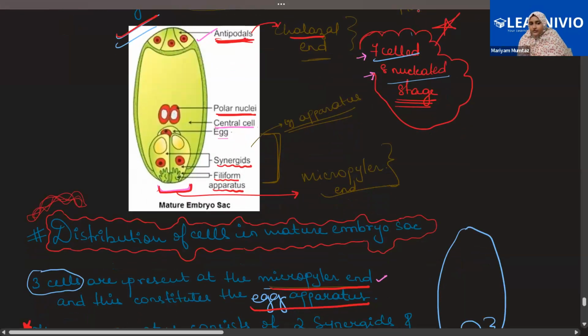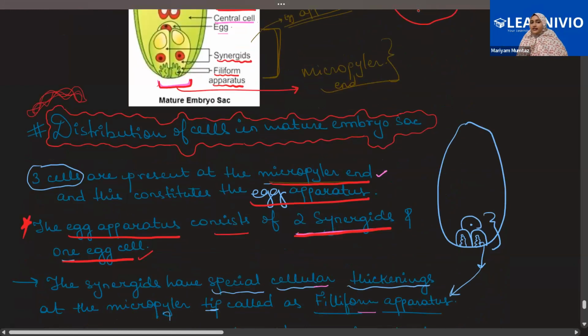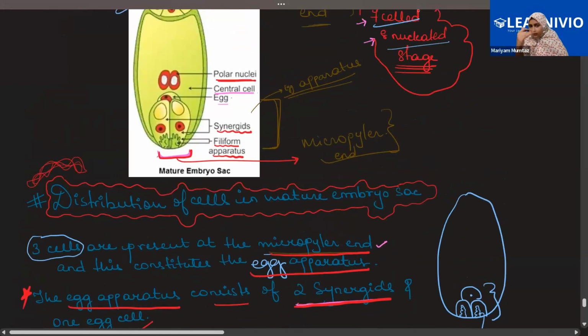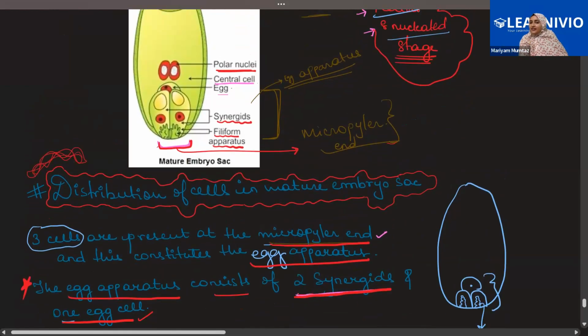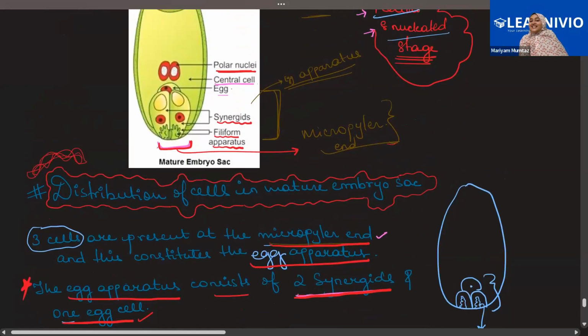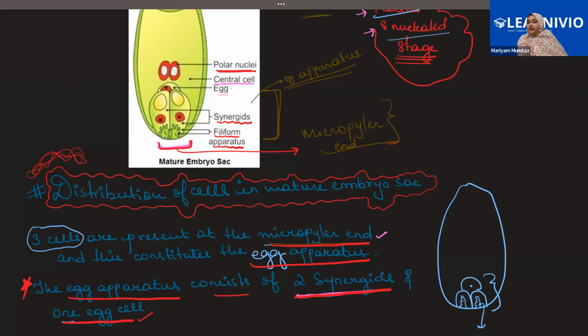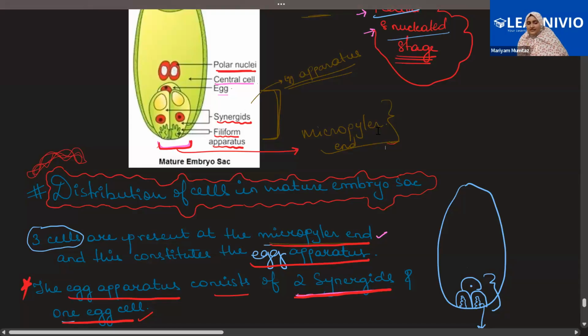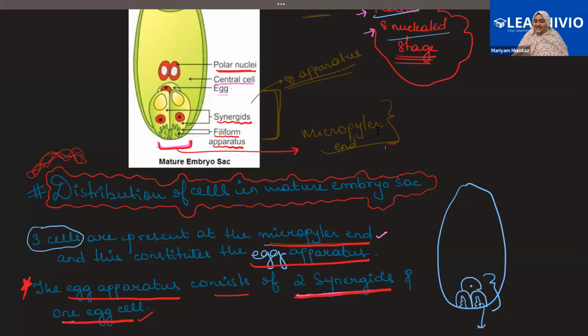Now let us see how the distribution is like. Three cells are present at the micropylar end. See, the lower end is the micropylar end. And opposite to micropyle is which end? Chalazal end. Very good. And out of micropyle and chalazal, which one would you call the top and which the basal end? Chalaza is the basal part, and micropyle is the opening, the top part. Very good. You've been studying. Proud of you.